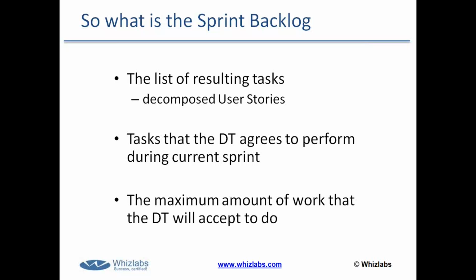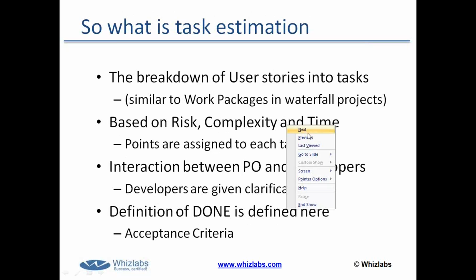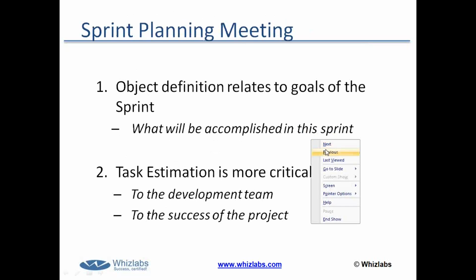So, the sprint planning meeting, one more time. There are two things that occur there. One is objective definition and the other one is task estimation. The output of that meeting is called the sprint backlog, right? We looked at that a little earlier. Let me see if I can go to the previous screen.